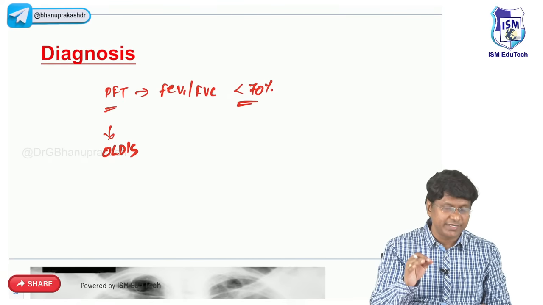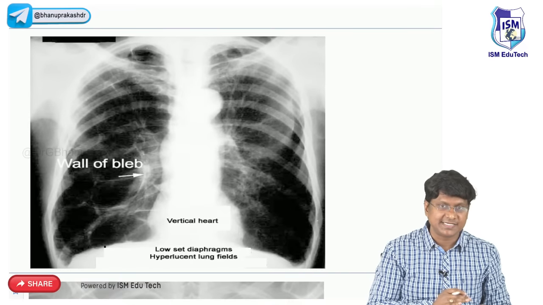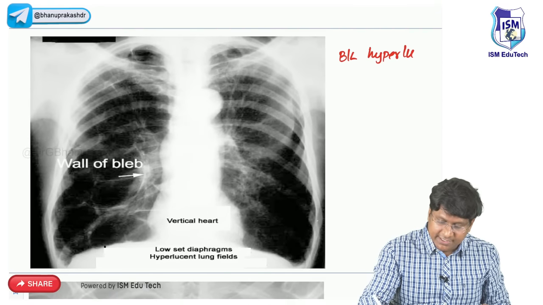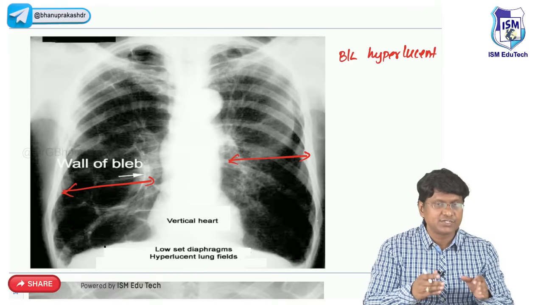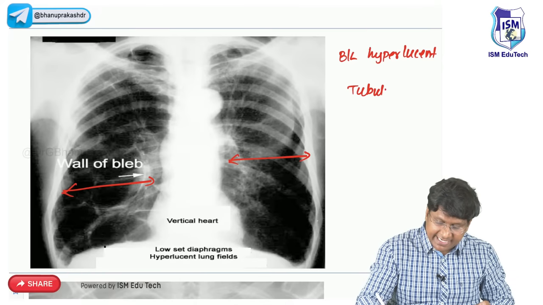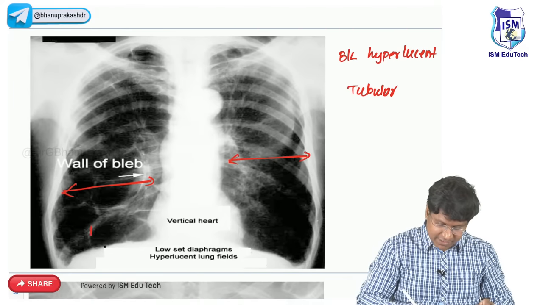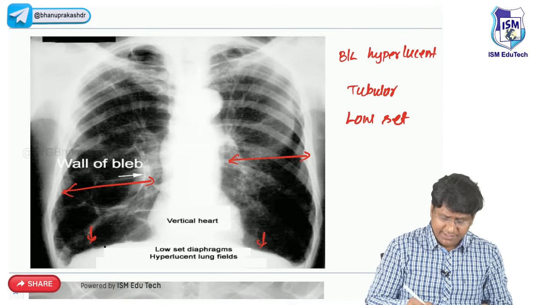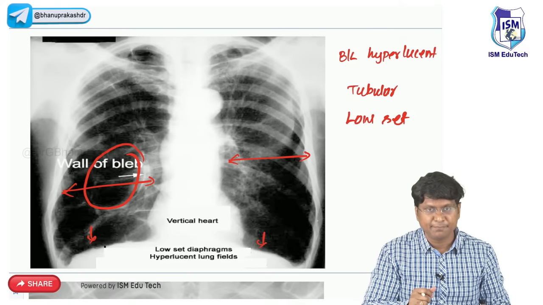The other method by which you can diagnose emphysema and chronic bronchitis is chest x-ray. What will the chest x-ray show? It will show bilateral hyperlucent lung fields. These hyperinflated lungs overlap the heart, and thereby the heart appears tubular. These abnormally, irreversibly dilated lungs compress the diaphragm, so you have a low set diaphragm. You also have the presence of blebs, and when these blebs rupture, they can cause pneumothorax.